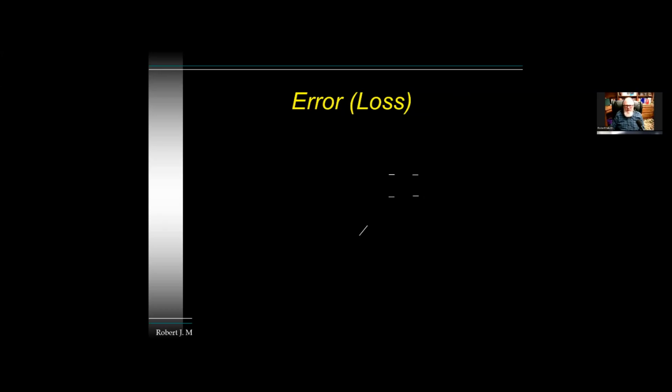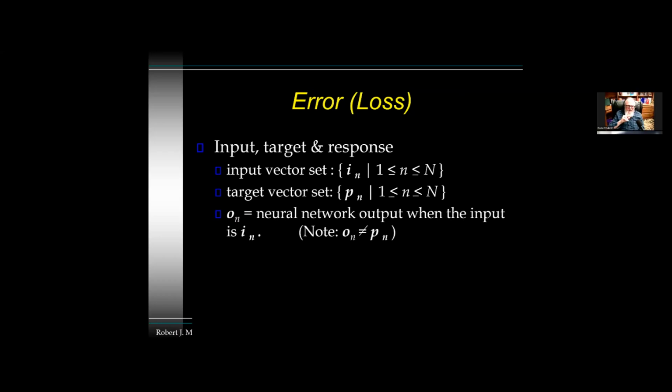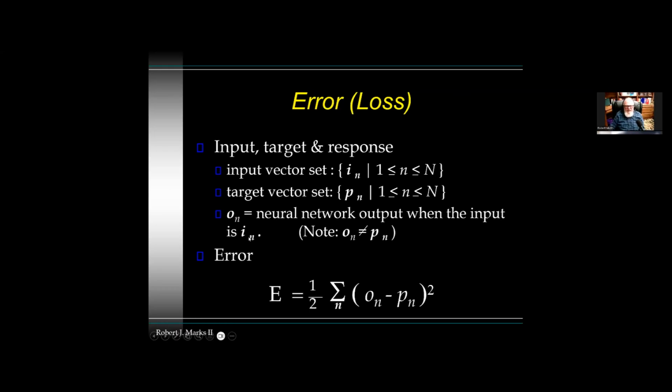It's called the loss function. There is going to be an input vector set I, and you want to map it to a target vector. So, for example, for throwing the ball, the input vector would be my angle of release and the initial velocity of my release. And the target vector would be what? How far the ball went. And then the neural network output is O sub n. Now, P sub n is what you want. O sub n is what you get.